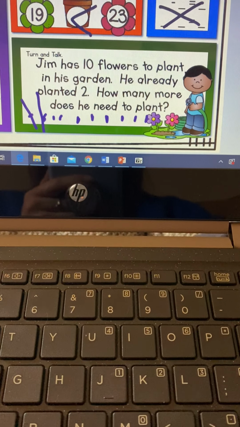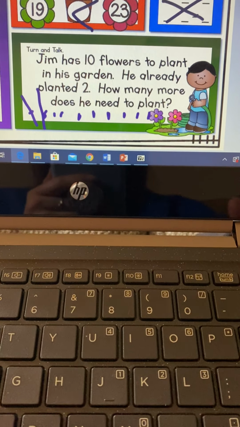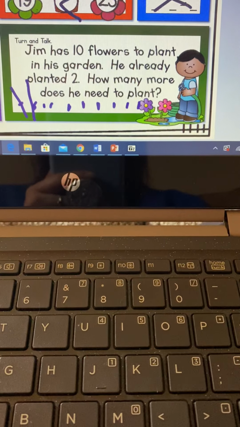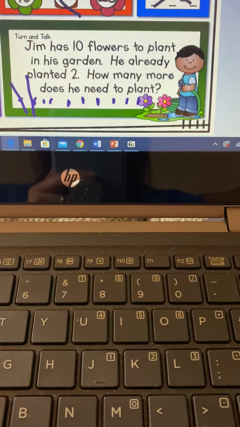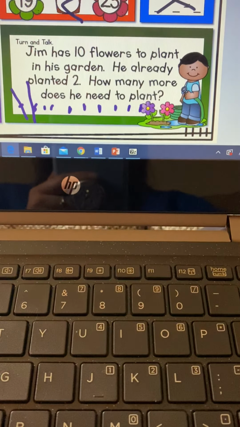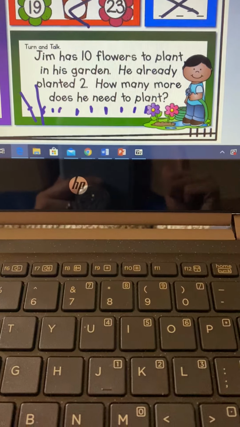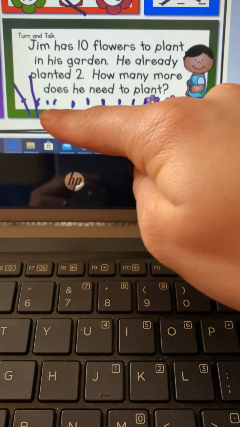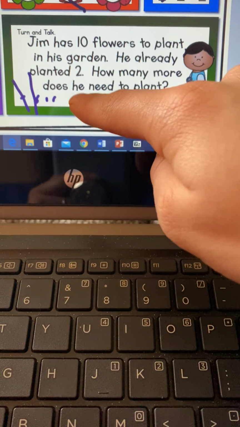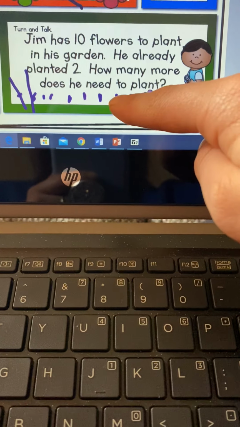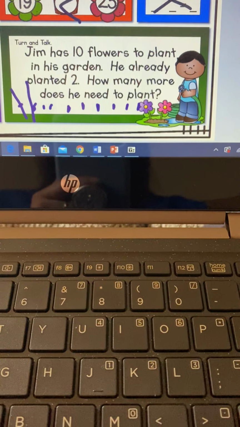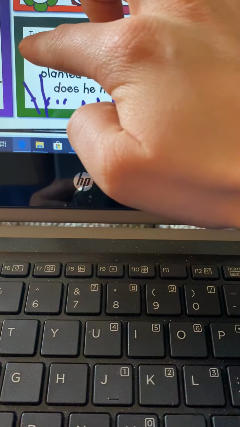Our question is asking us how many more does he need to plant? So if we crossed off 2, what do you think we can do to figure out how many more he needs to plant? I'll give you a second to think about that. If you said count the rest of the dots, your answer is correct. So I crossed off 2. I need to count how many dots I have left. So I have 1, 2, 3, 4, 5, 6, 7, 8. So I know that Jim has 8 more plants that he needs to plant. So I'm just going to write 8 off to the side.